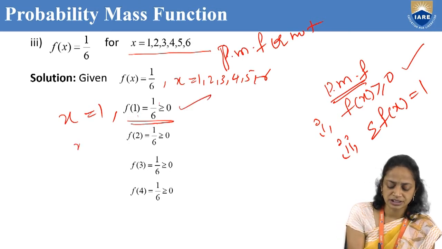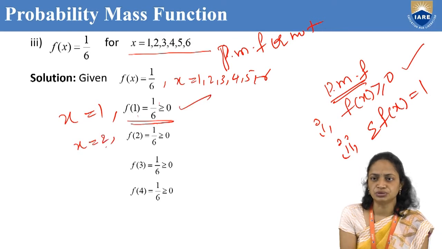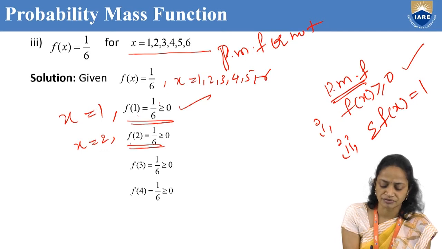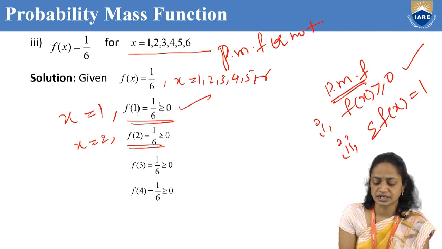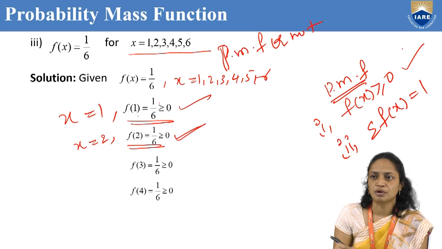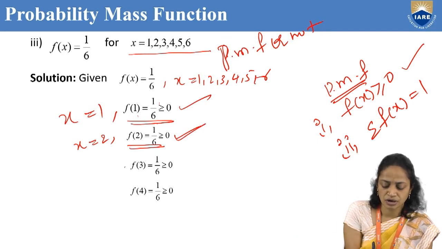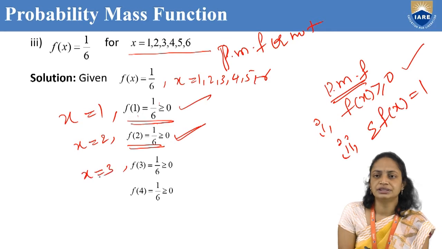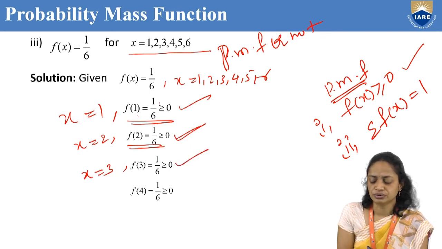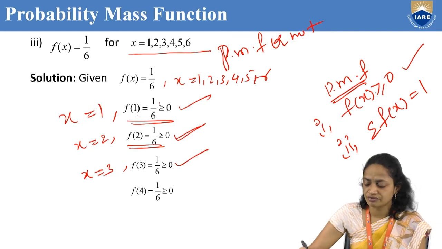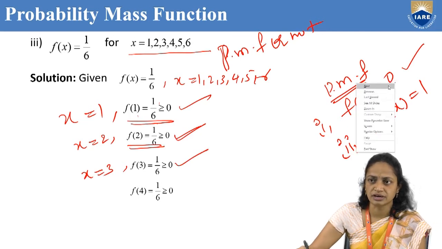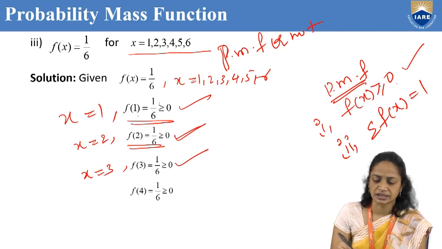For x equal to 2, f of 2 equal to 1 by 6, since we have only a constant. That is also greater than or equal to 0, so it satisfies the first property. Now substituting x equal to 3, f of 3 equal to 1 by 6, also greater than or equal to 0. So it is satisfying our first property, f of x greater than or equal to 0.